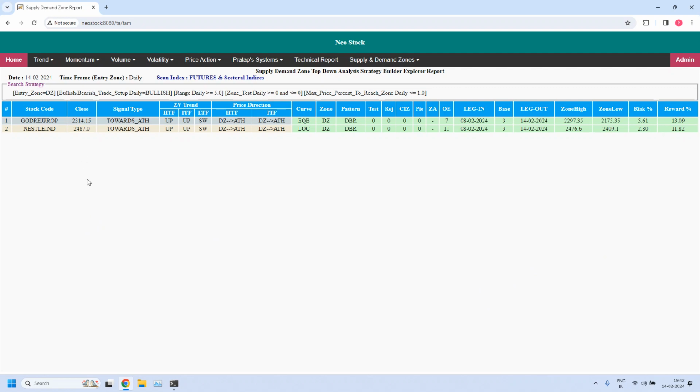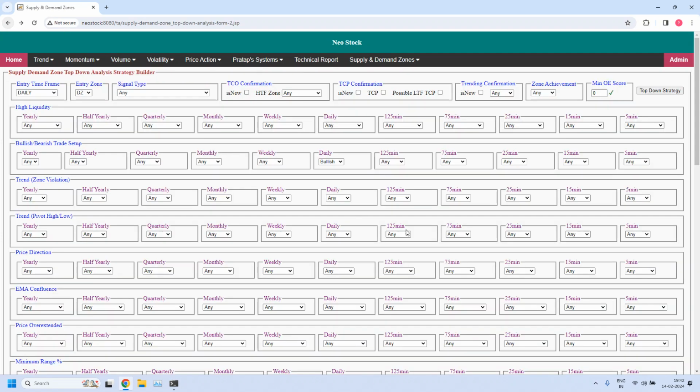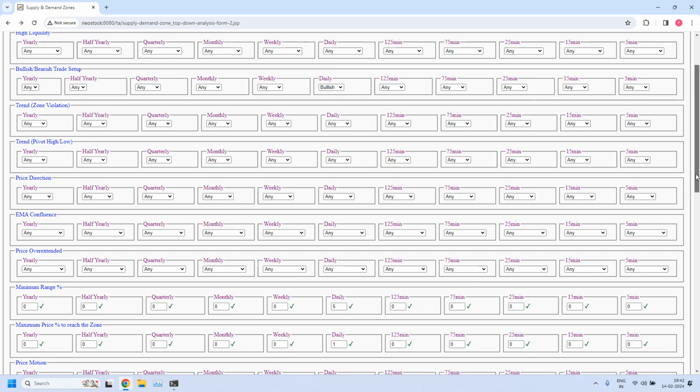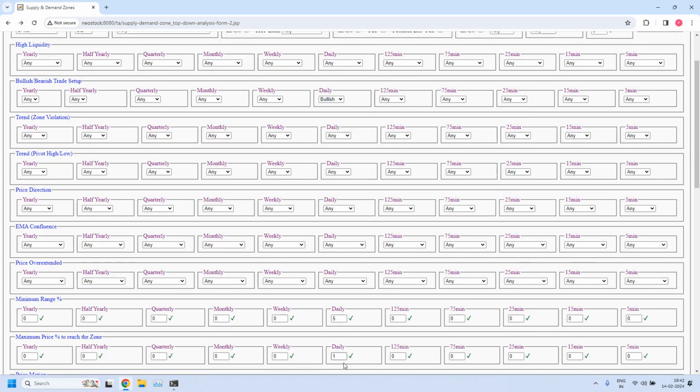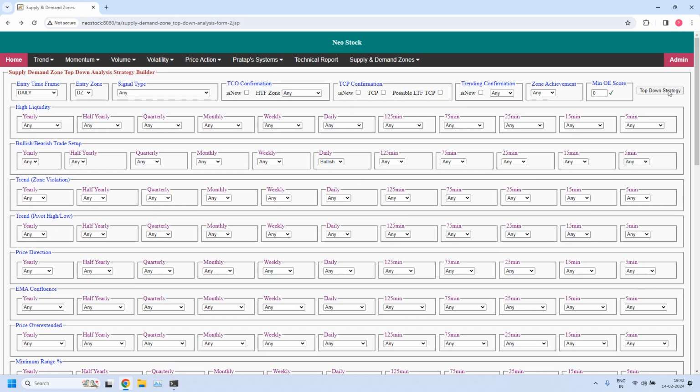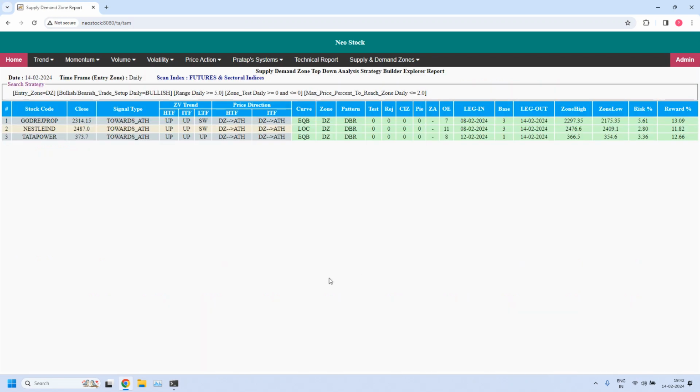Now let us look for more stocks. Let me increase the percent to 2%. Maximum price percent to reach the zone, I'm changing from 1% to 2%. Let us see how many stocks are there. Now one more stock is added, Tata Power. This is within 2% to the demand zone, but this is also moving towards all-time high.